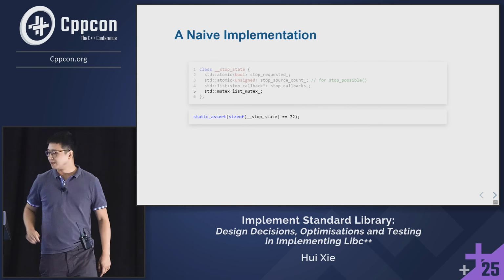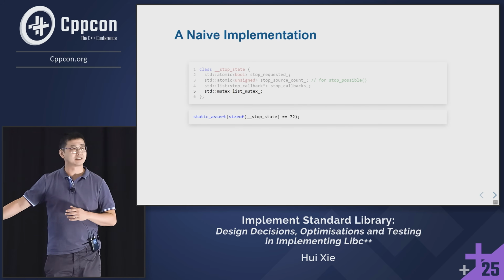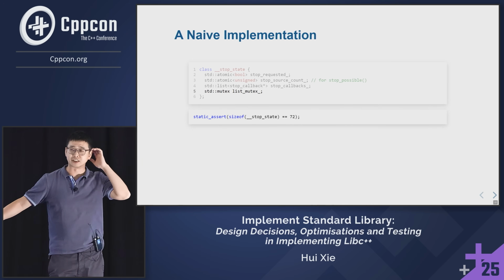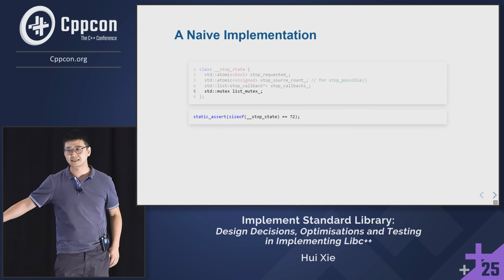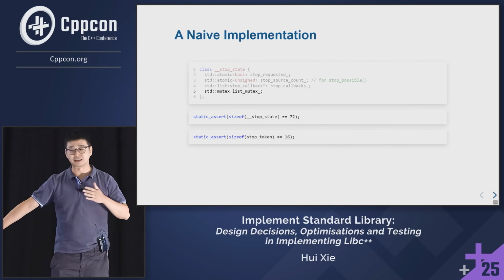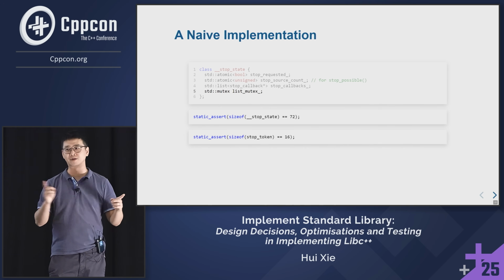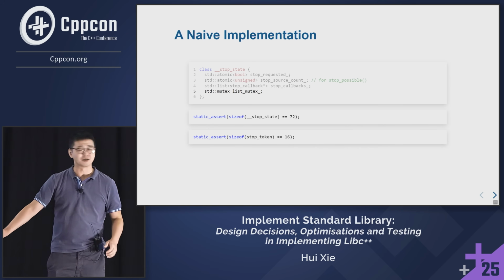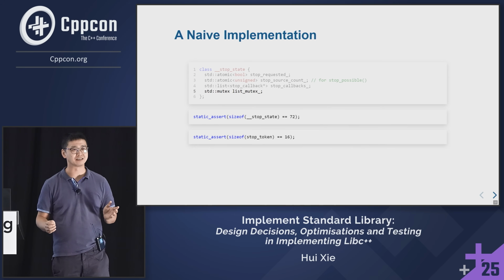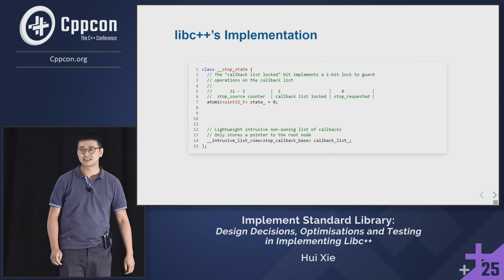With this naive implementation, the stop state is 72 bytes in libc++, plus additional memory allocation for each node in the std::list, right? And for the stop token, because I said we need a shared pointer, and a shared pointer is 16 bytes, because you need a pointer to the control block and a pointer to your object. So that's a lot of memory, which is not very memory efficient. Let's look at how we actually implement this shared state.